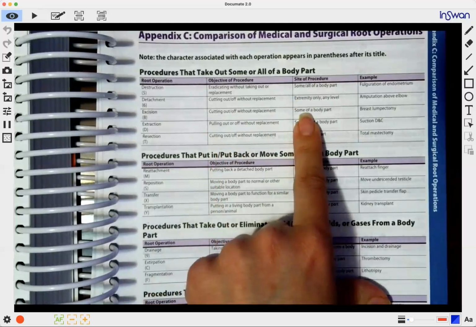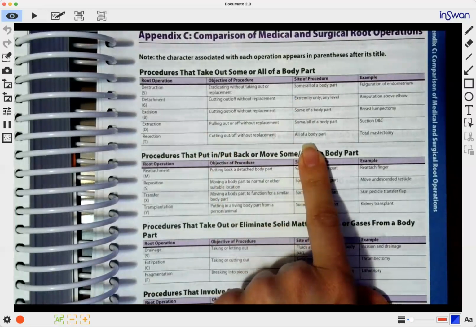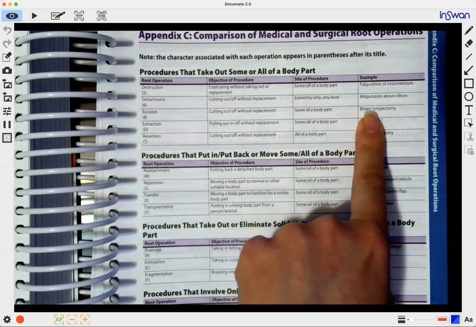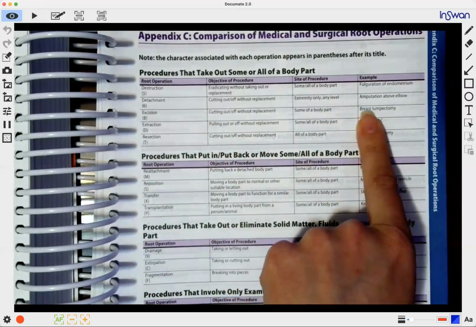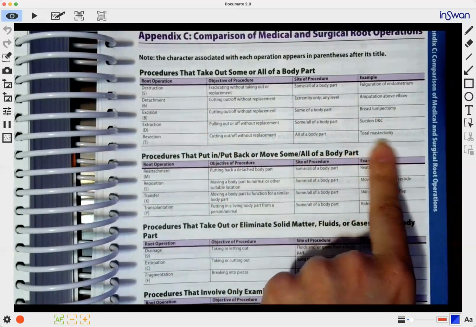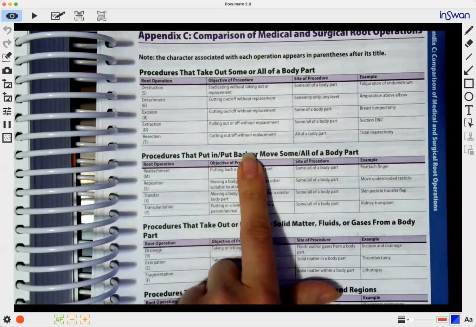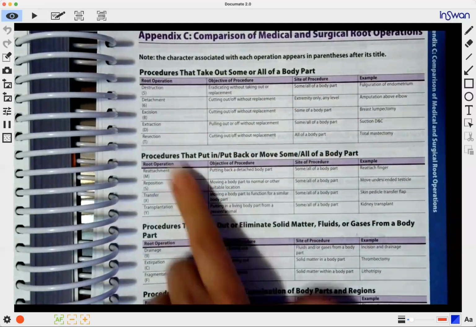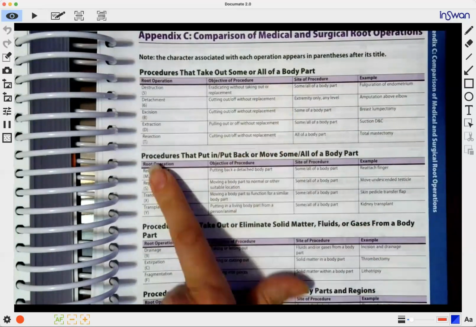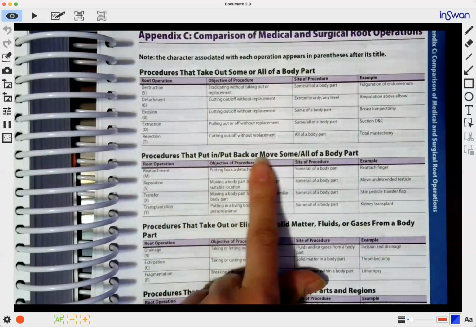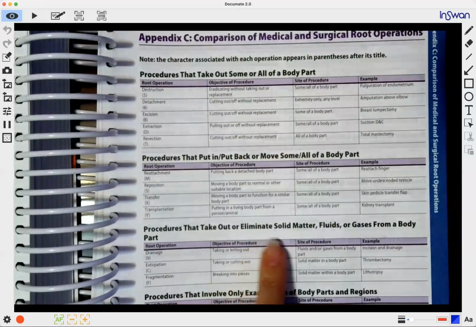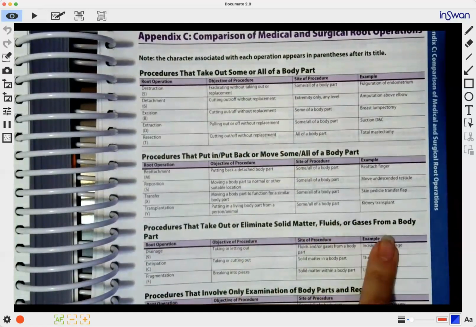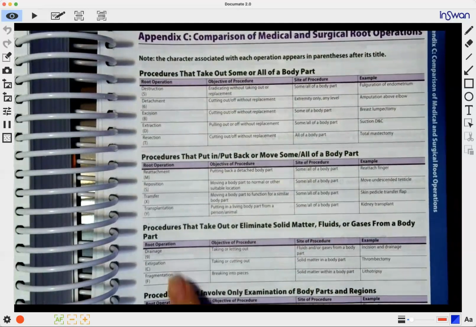The difference, some of a body part versus all of a body part. So a lumpectomy versus a mastectomy. A lumpectomy, they take a lump out of the breast, whereas a mastectomy, they remove the entire breast. So there's your comparison. So that's what this appendix does here. It groups them together. Okay, so you have procedures that take some or all of a body part, procedures that put in or put back or move some or all of a body part, procedures that take out or eliminate solid matter, fluids, or gases from a body part, drainage, extirpation, fragmentation.